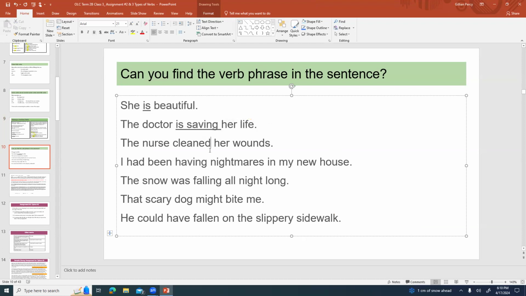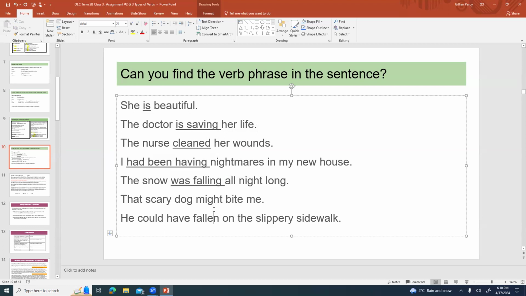The nurse cleaned her wounds. Cleaned is our verb. I had been having nightmares in my new house. So that is something that is talking about the past, but it occurred for a while in the past. The snow was falling all night long. Was and falling are both working as verbs together there.